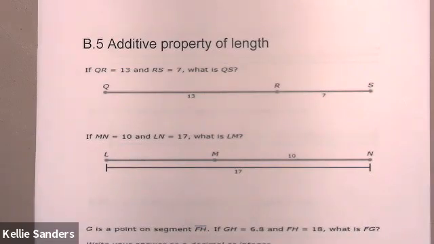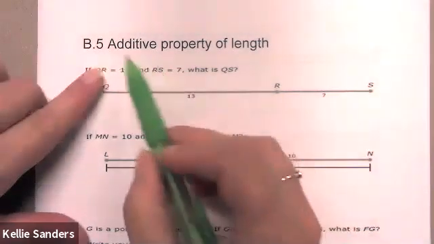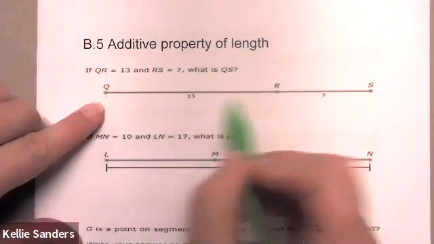Okay, B.5, additive property of length. If QR equals 13 and RS equals 7, what is QS? We have to be really careful on these problems. We have to make sure we know what we know and make sure that we understand what we're looking for. So it says QR is 13. From Q to R is 13.